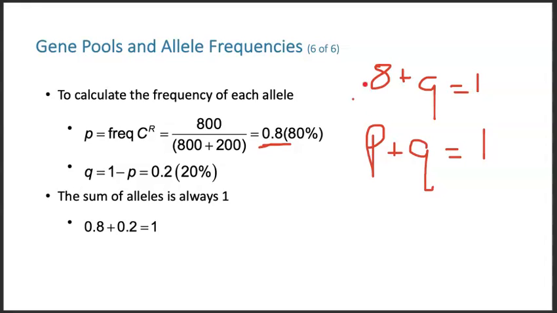And if 0.8 plus Q equals 1, then Q must be 0.2, right? That's the only way to get to that number. So P plus Q equals 1. And again, if you do it with percentages, the math doesn't work out quite as nicely because you still have to convert it. P plus Q equals 1.